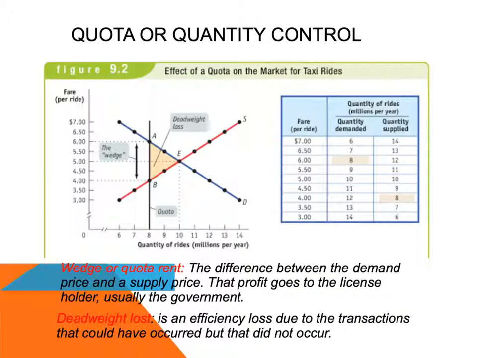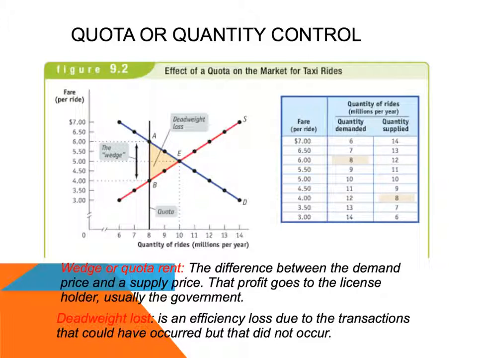Lastly, let's take a look at the quantity control, which in my opinion is one that sometimes should definitely be imposed. So in this market, which is the market for taxi rides, let's say there is a quota at 8 million. In that case, firms are going to be supplying this amount of taxi rides at $4, and consumers are going to demand 8 million taxi rides, but at $6. So as you can see, there's going to be a difference between the price the consumers are willing to pay and the price at which firms are willing to supply the same amount of taxi rides.